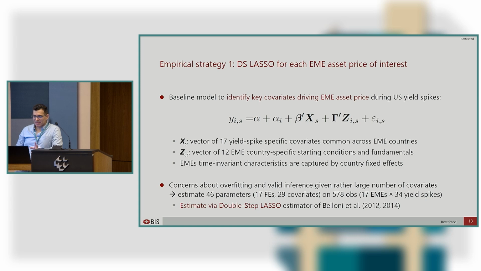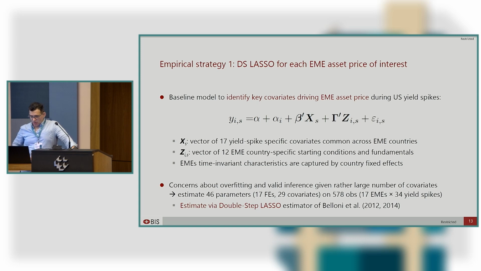For that, we're going to implement a strategy from machine learning that basically helps us identify the key covariates driving these negative emerging market outcomes in a setting in which we have a large number of potential explanatory variables, and we have a somewhat reduced number in the cross-section of yield spikes. We have only 34 yield spikes, and we're trying to identify whether any of these 29 potential variables has a significant effect on each one of these emerging market asset prices.